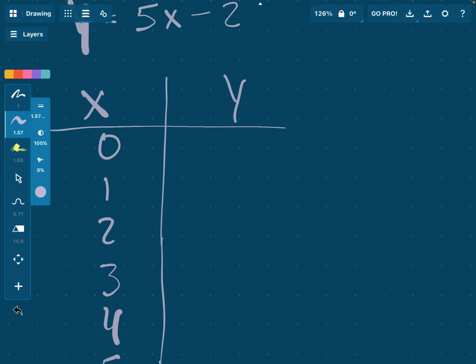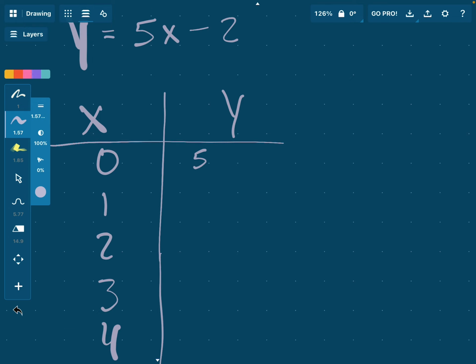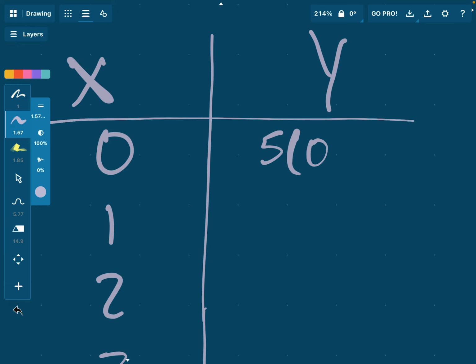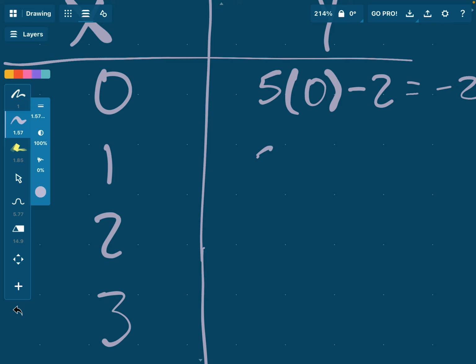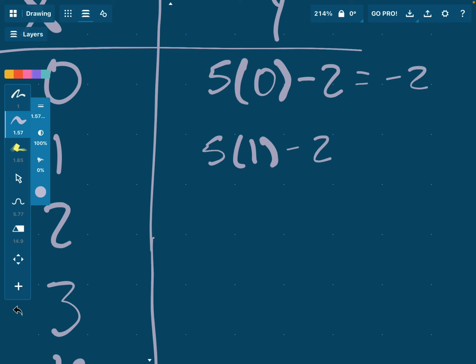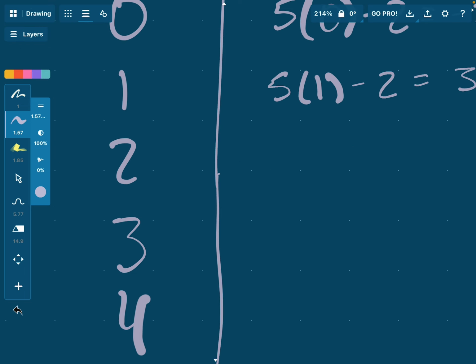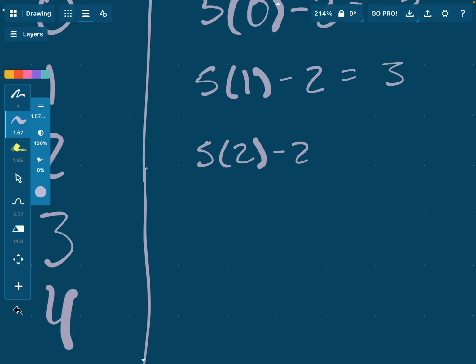So we can take 5, and now we're just going to plug in our value for x here where it's 0 into here where it's x. So here we can see we plug this in, we subtract, 5 times 0 is 0, minus 2, so we get negative 2. And now we can just keep doing the same thing. So here we get 5 times 1, which is 5, minus 2, which is 3. Again, we're going to plug in 2. 5 times 2 is 10, 10 minus 2 is 8.